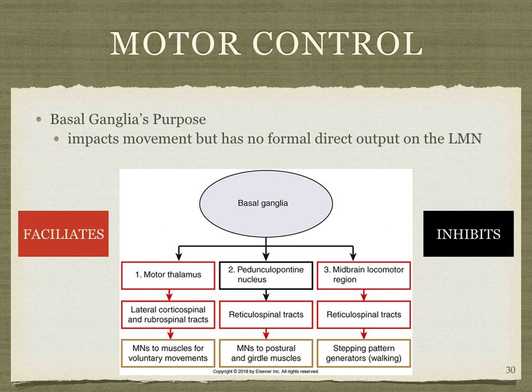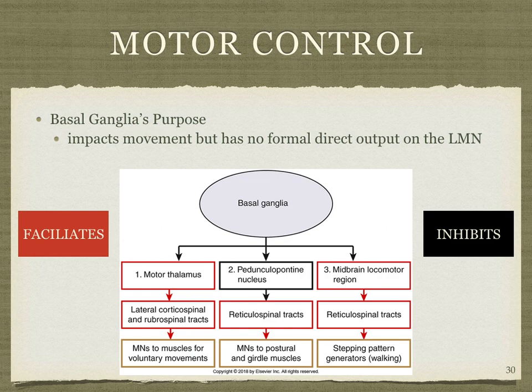ganglia does. So facilitation is the red coloring of arrows, and the black is an inhibition. So the simplified summary of this is the basal ganglia inhibits the motor thalamus because it's got that black arrow. So inhibiting this motor thalamus allows for normal activity of movement for the motor thalamus, then to go to our lateral corticospinal tract, then to our lower motor neurons for voluntary muscle action.